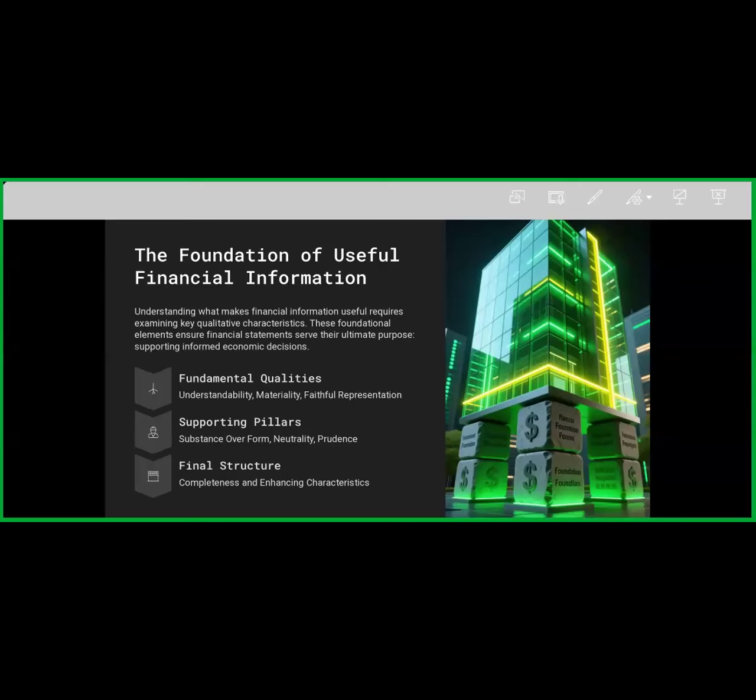If the document is neutral, the accountants and financial experts who prepare the financial statements keep in mind that the document should be a neutral document, free from biases. Now, the next one is prudence.